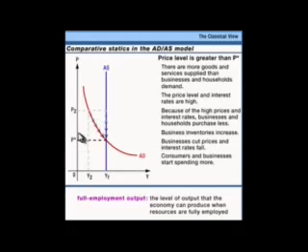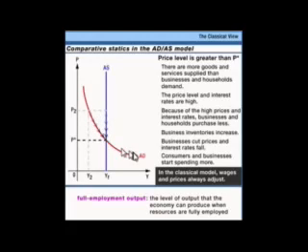We are always at P star, and we are always at the full employment level of output. Wages and prices adjust continually, instantly, so as to keep us at full employment. When you hear the term classical, you know we're talking about a world where wages and prices adjust, and we are always at full employment.